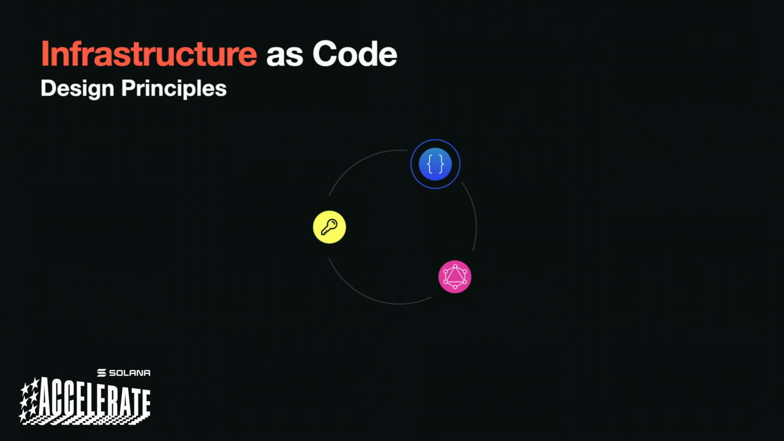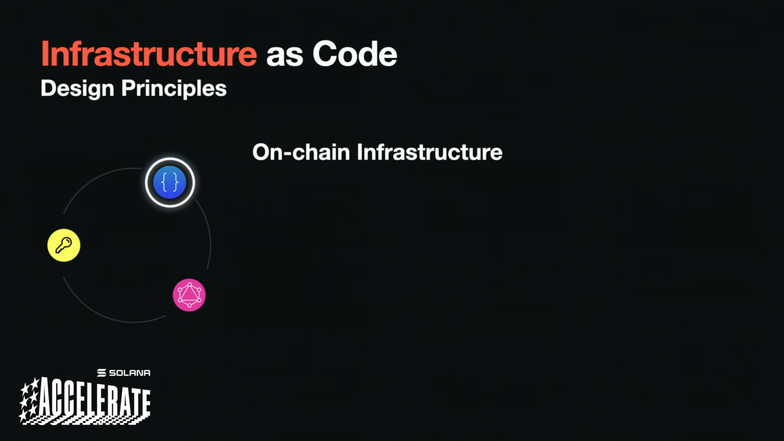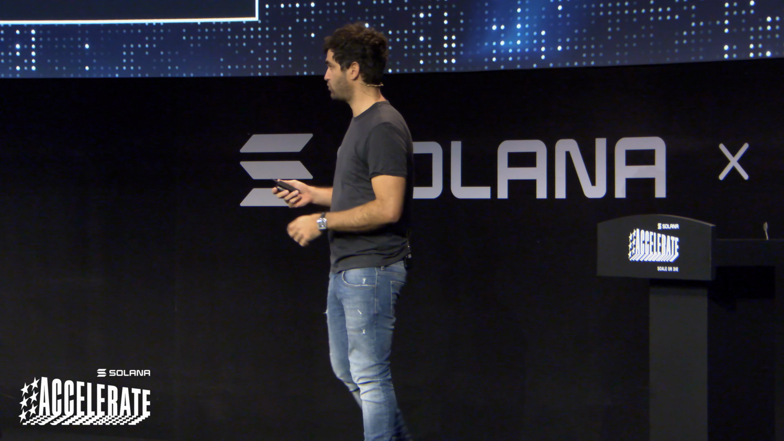So let's dive into our design principles and first define what we mean by infrastructures. We identify three big categories. The first one is on-chain infrastructure. And by this, we mean all the transactions required to set up your protocols. This includes the programs you wrote, but also the set of instructions you need to send for initializing your protocols.